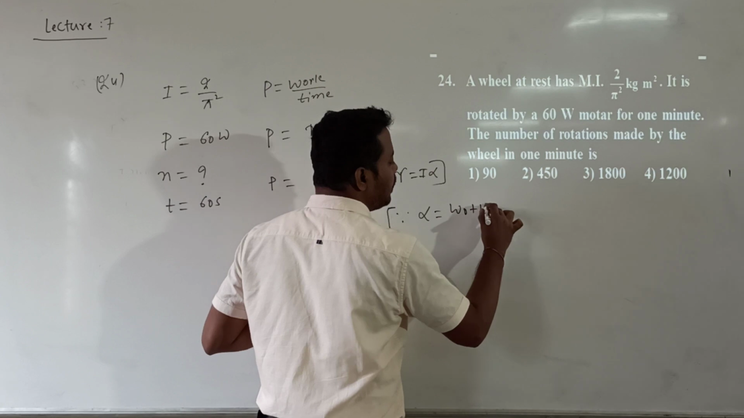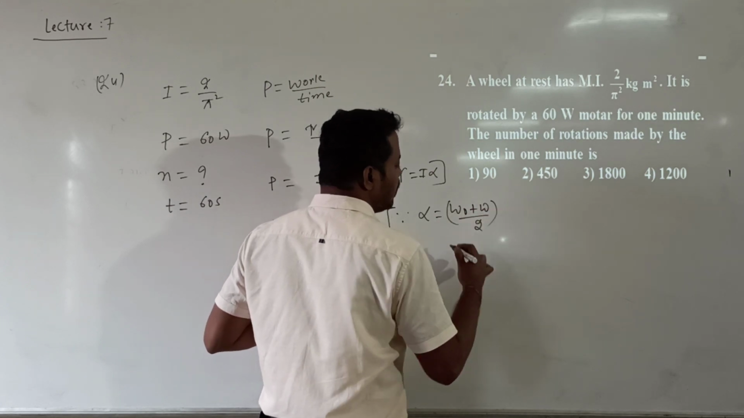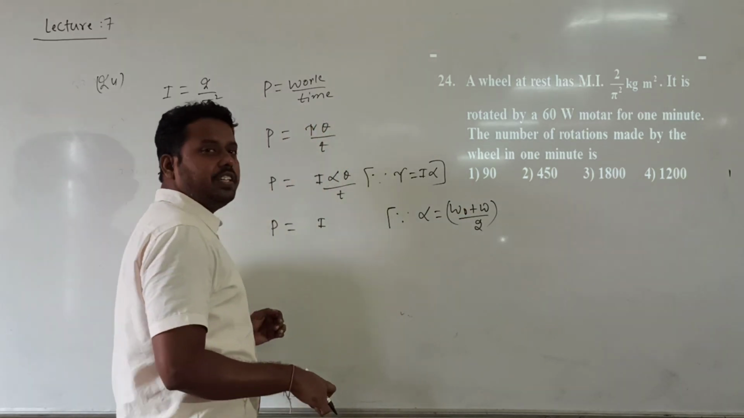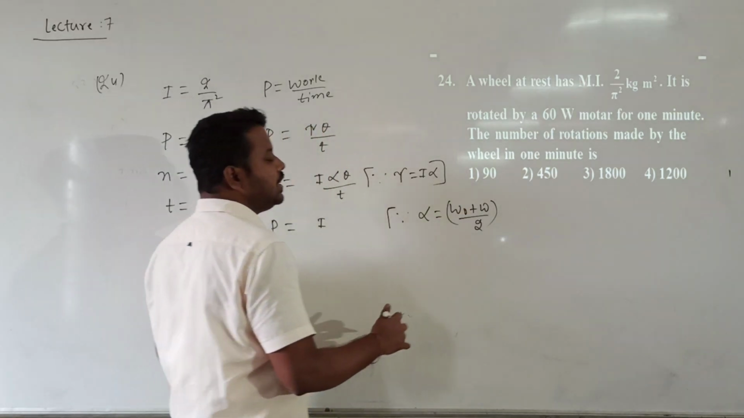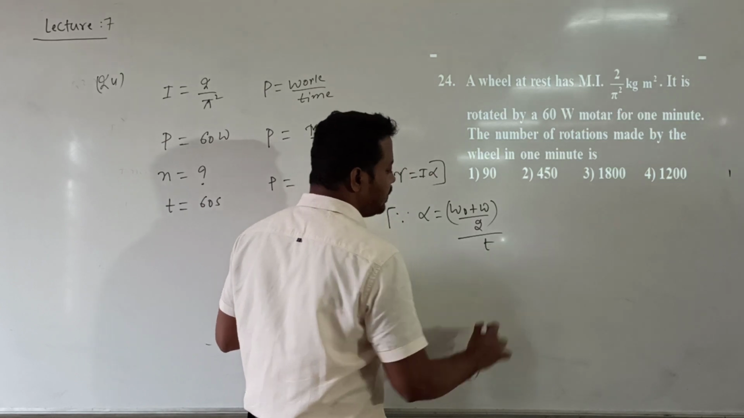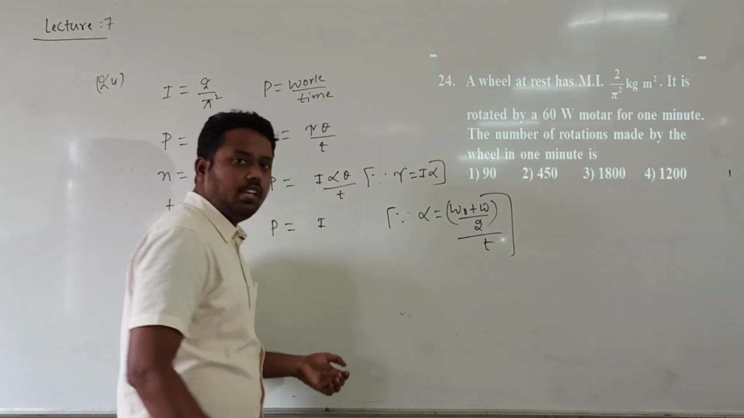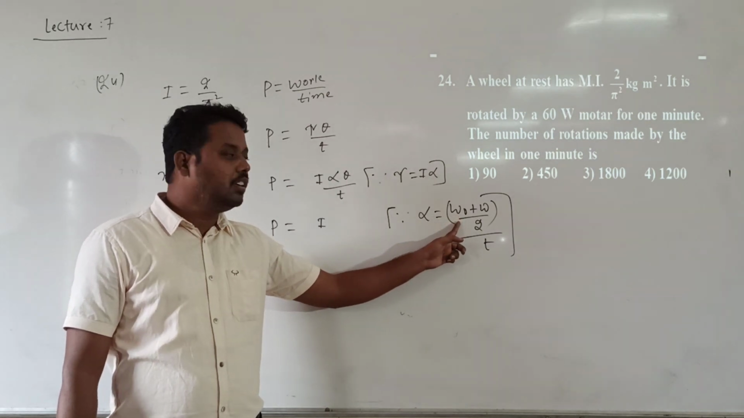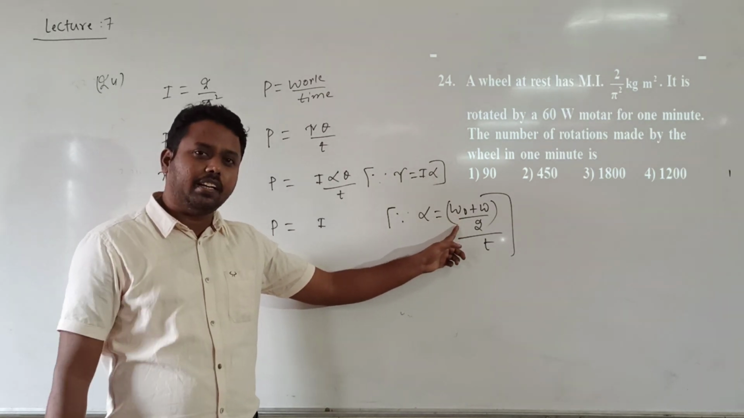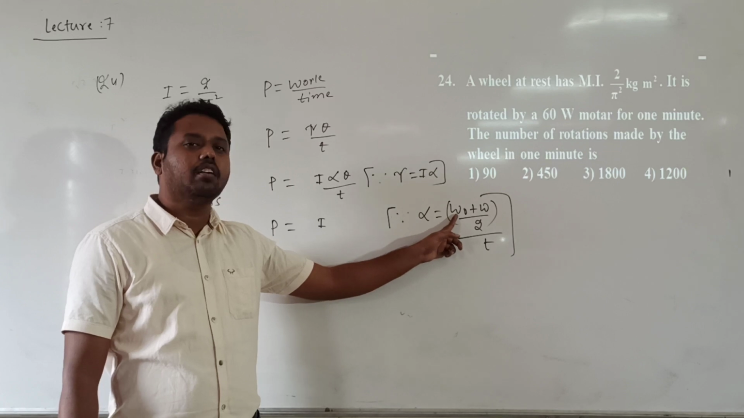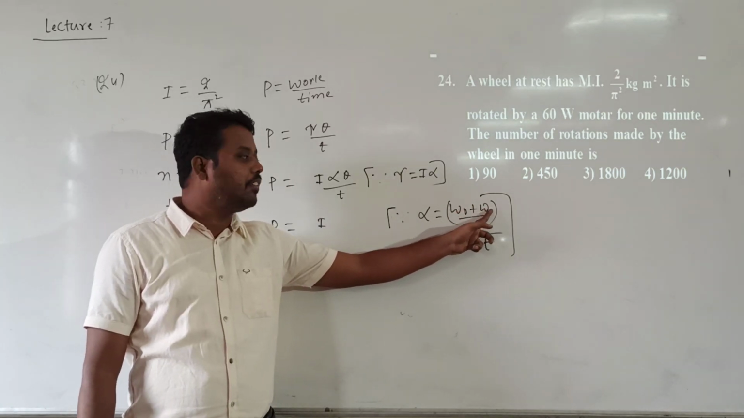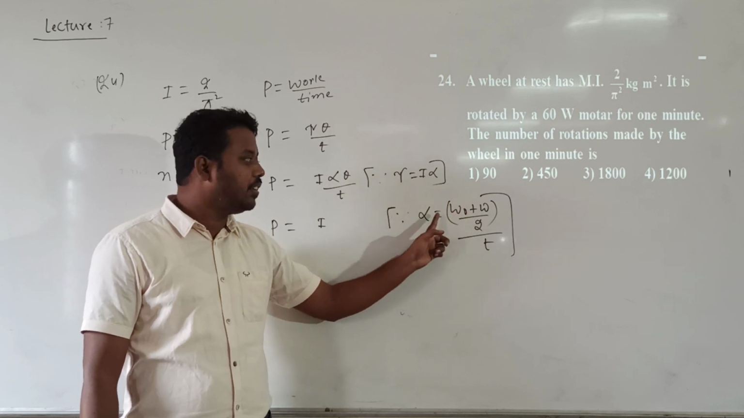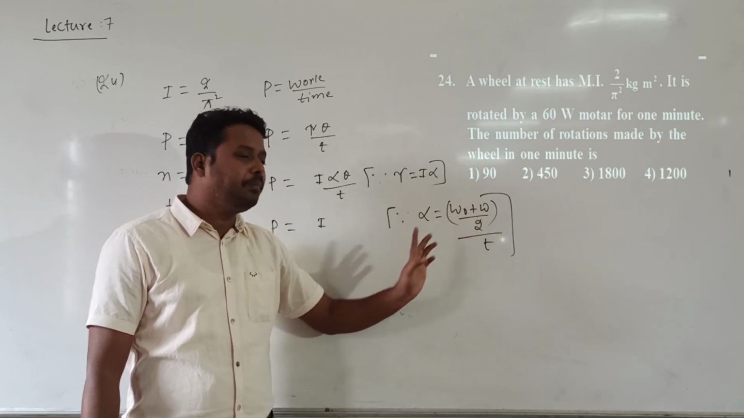Alpha is equal to (omega naught plus omega) by 2, into t. Alpha is the rate of change of angular velocity, so rate of change of angular velocity means divided by t. Are you getting that? Why is the average taken here? Because the motion is not uniformly accelerated. So initial angular velocity omega naught, final angular velocity omega, the average is by 2. Alpha is generally omega by t. Here I write (omega naught plus omega) by 2 by t.